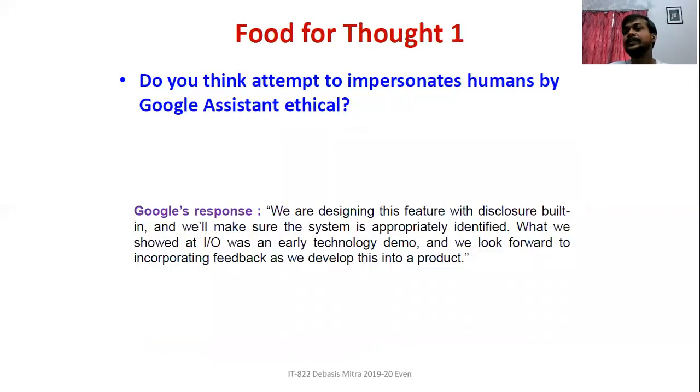So, to help you, this is the Google response. This question was asked, obviously. Google responded that they are designing the future with disclosure built in. They will disclose and will make sure the system is appropriately identified. So they have identified that this impersonation may not be okay for some, and they have given respect to that, so they are trying to build it up.